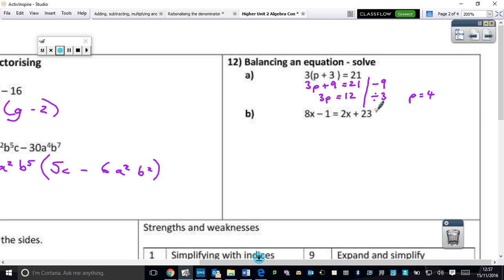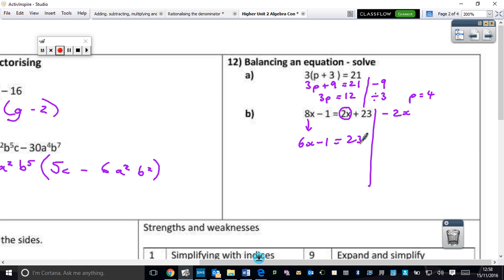Next one, draw a line. You've got 8x, you've got 2x. One is going to go. Which one are you going to eliminate? 2x, so we're going for the small x. We're going to get rid of that one by taking away 2x. So 8x will turn into 6x. The minus 1 hasn't changed, and the 23 is by itself. Okay, so that's what we've got so far.